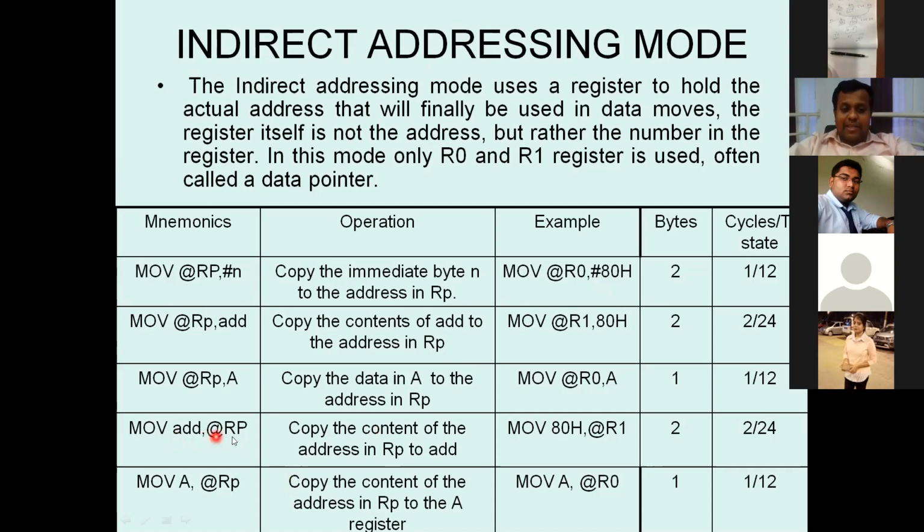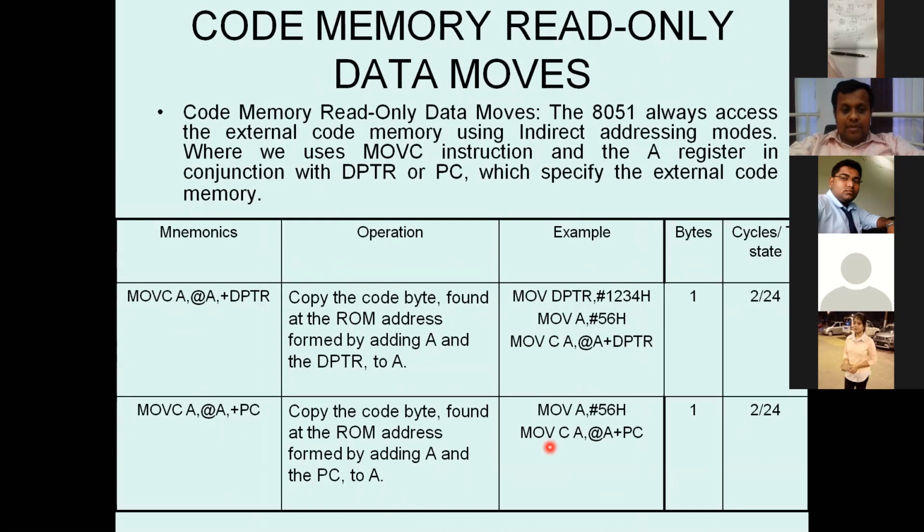Next, what is the function of this one? MOV address comma @Rp. The data which is stored in the address that is stored in R1 will be stored in 80H. Means the content of the particular memory location which is located by R1 will be stored into 80H memory location. Okay.